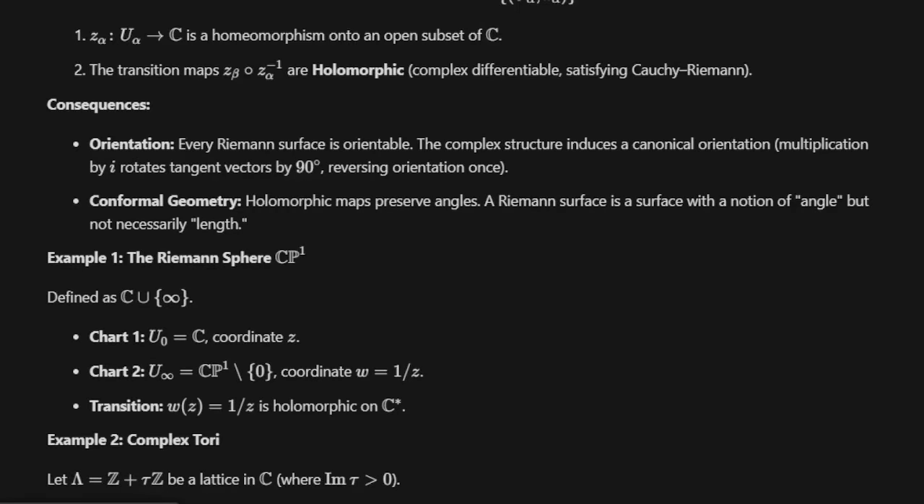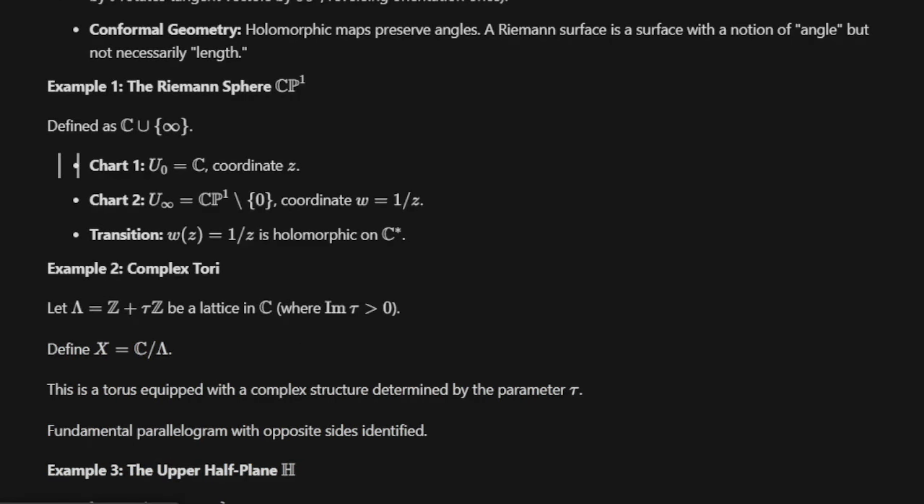Right? So let's look at the first example, the Riemann sphere. This is the complex projective line. In the complex plane, with a union of some point at infinity, we can take a chart.